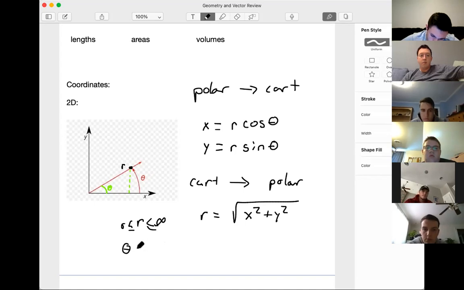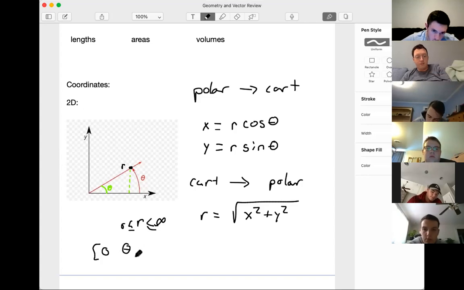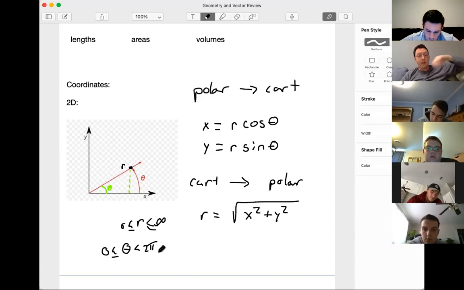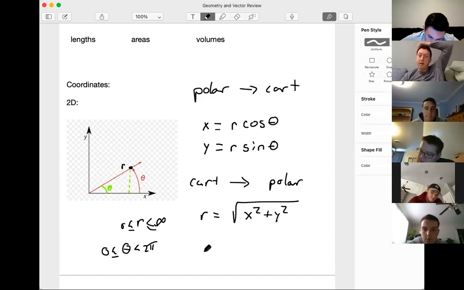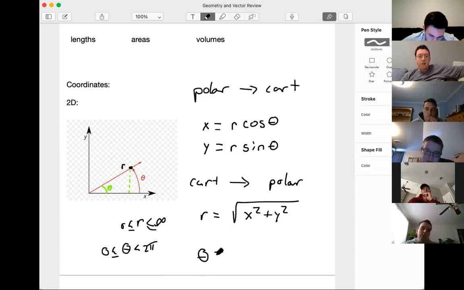Theta runs from 0 to 2 pi, and you identify theta equals 0 with theta equals 2 pi. Okay, very good. Now, how could you solve for theta? How could you write theta in terms of x and y?